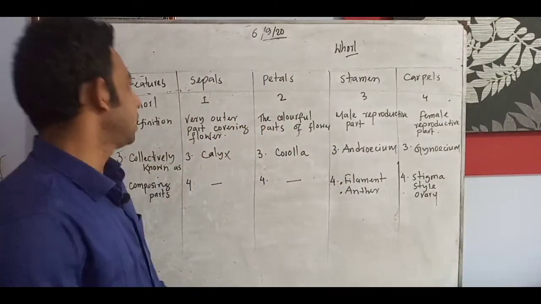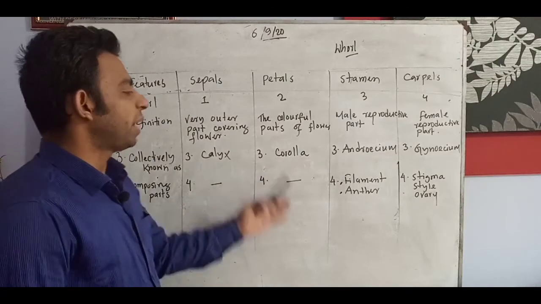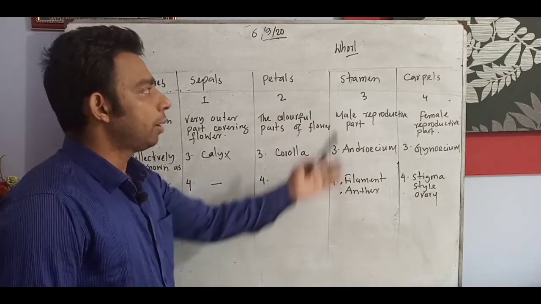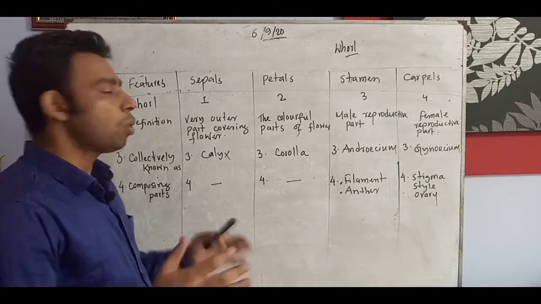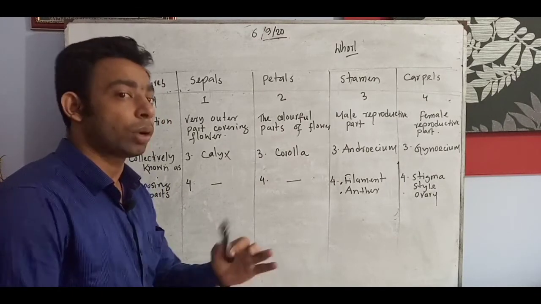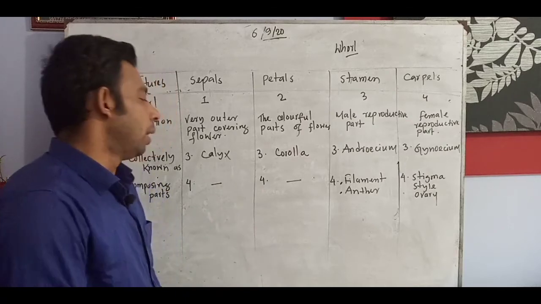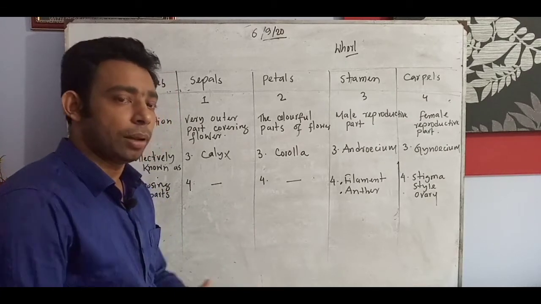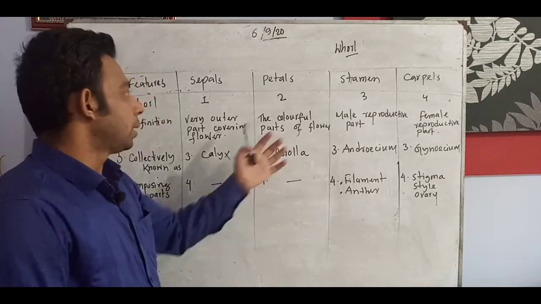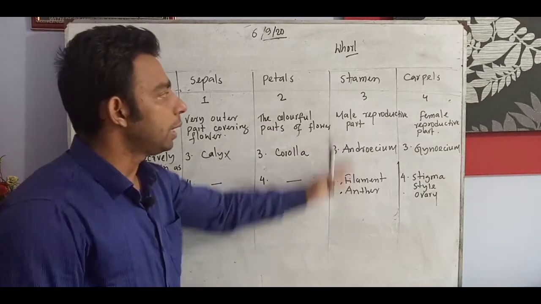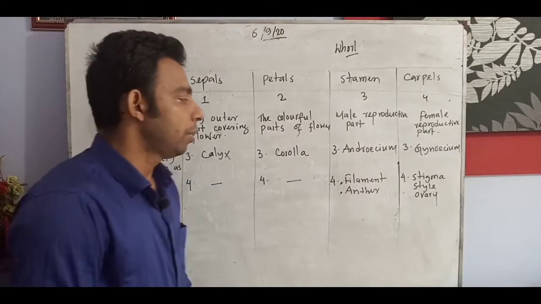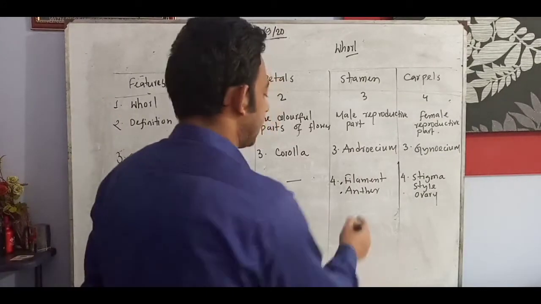So what are the composing parts? Can you see here? The sepals, petals, stamen and carpels. What we have seen there, sepals have no composing parts. That means you can see it in your upgrade class, but in case of sepals and petals, they do not have that. But in case of the stamen, we have seen the filament and anther.